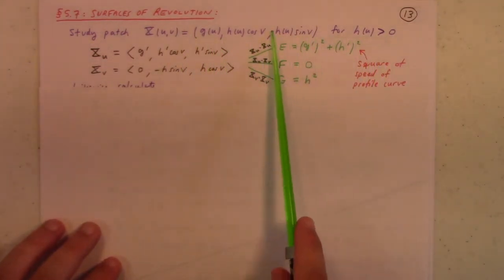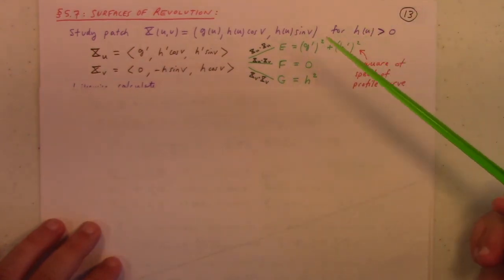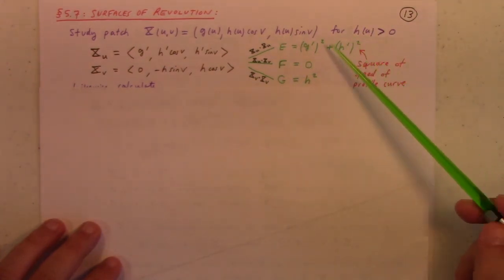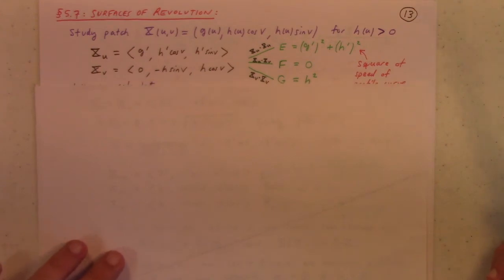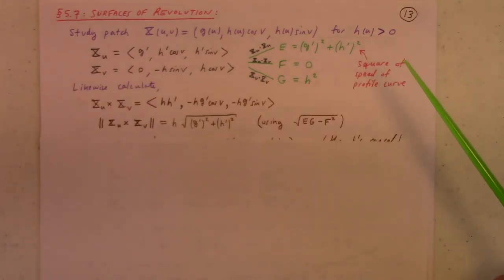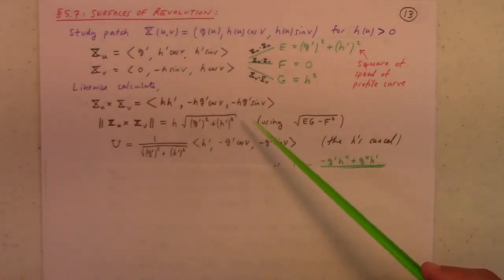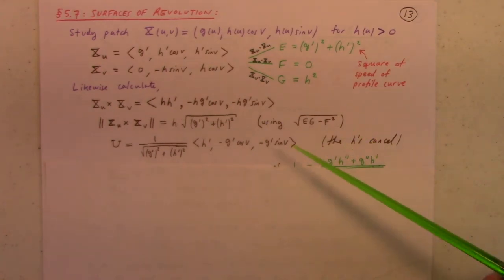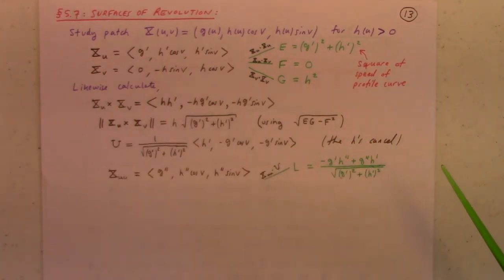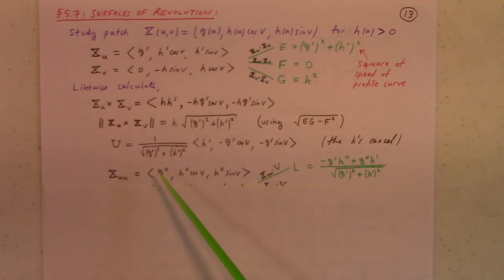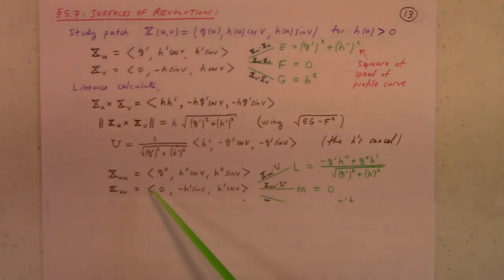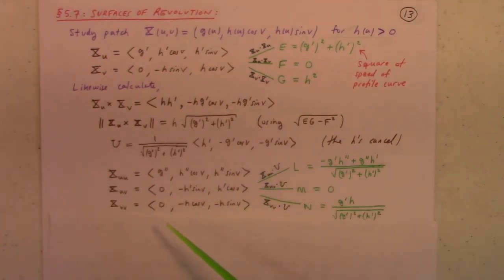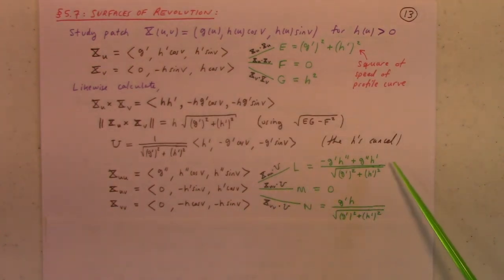This is the standard revolution patch, and so basically you can calculate the E, the F, the G. You get these lovely formulas, right? And likewise, you can calculate the normal vector field, the unit normal. Some nice algebra happens. You can calculate the accelerations of the coordinate curves, the mixed acceleration, or whatever you want to call that thing, and out pop the L, the M, the N, these lovely formulas.